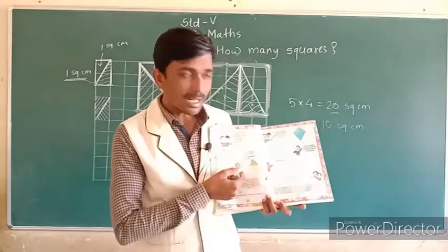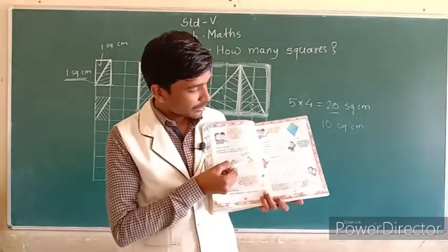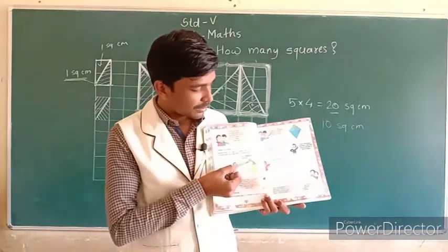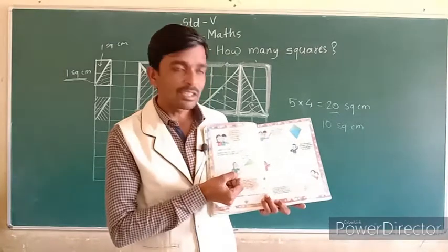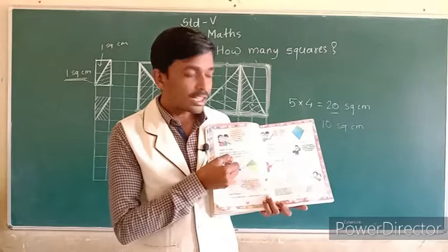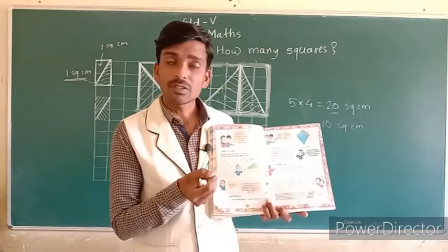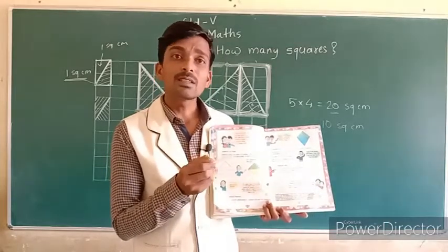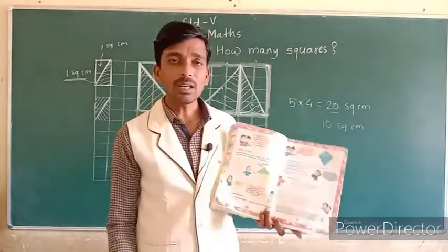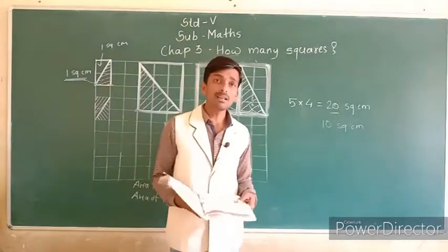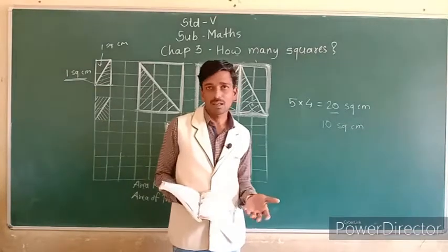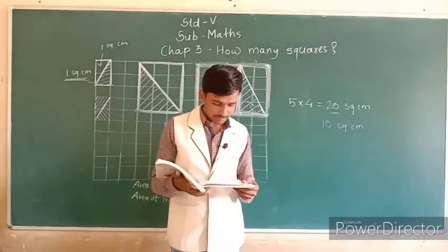See here, there are two triangles. The first one is a green triangle and the second one is a yellow triangle. The upside is a half part and the downside is also a half part. The area of that rectangle is 20 square centimeter, and half of it means 10. That 10 is the colored part, the green and yellow part. That is half of that rectangle. All of you understood this?